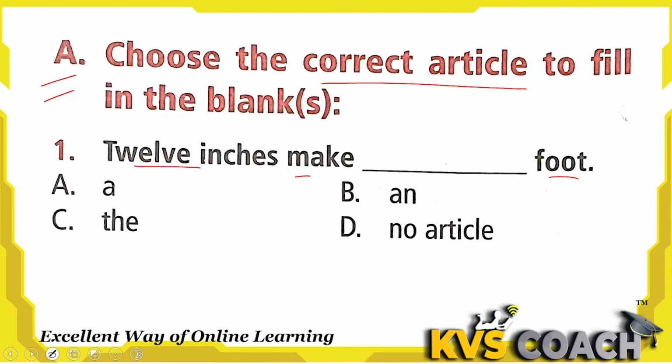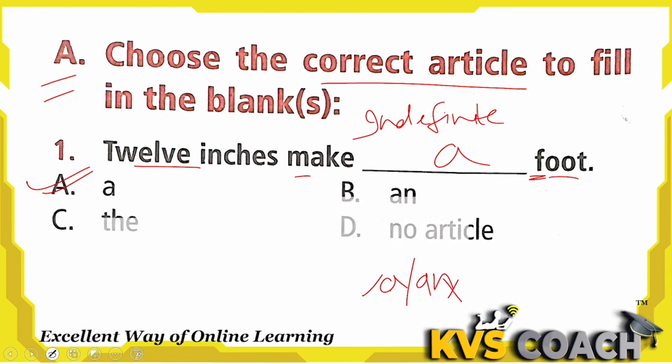And we can use the indefinite article here. Indefinite. This is not a definite article because here only the speaker knows about that, but not the listener. That's why we use a or an. Now F is a consonant, so we use a, not an. So here, 12 inches make a foot. A is the right answer here.